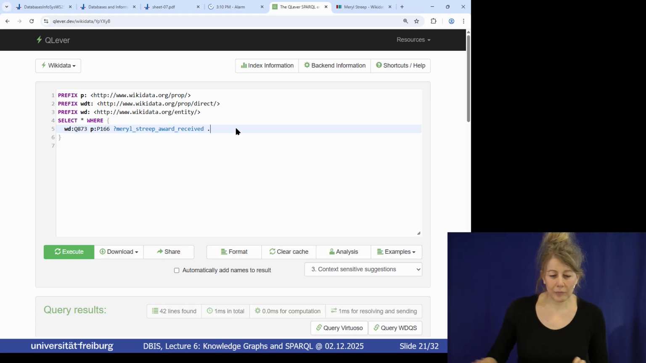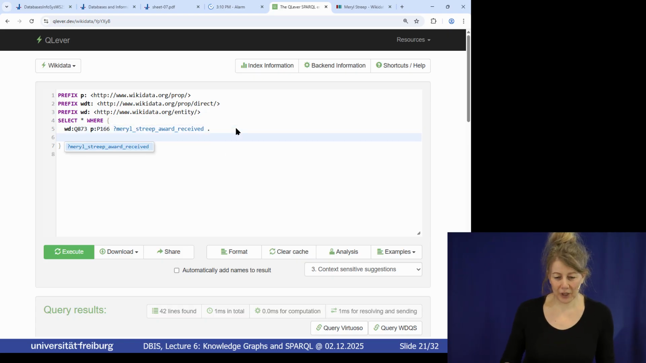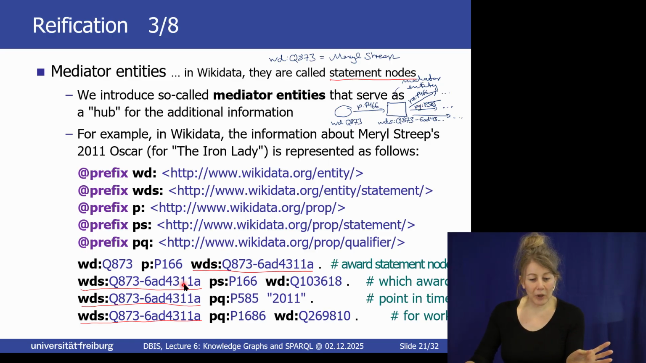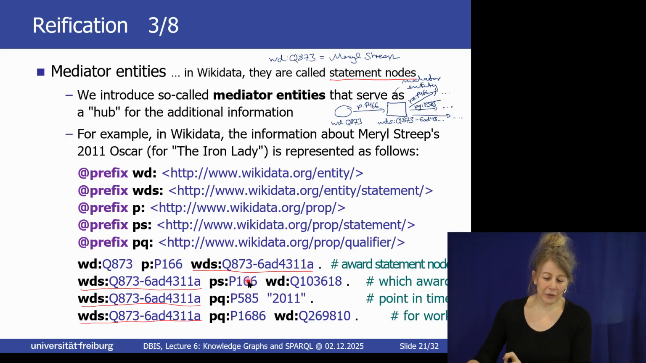And now I can continue with that, and we will do that in a second. Now from the statement node, if I want to get the name of the award, I use the same predicate again, but with a different prefix. So this is again award. And now let me go to the next slide.